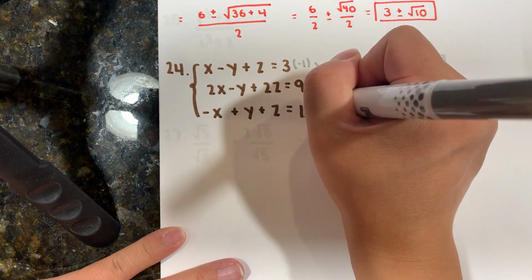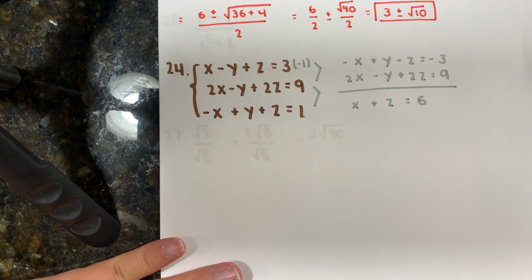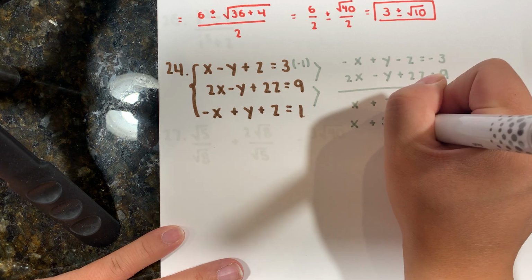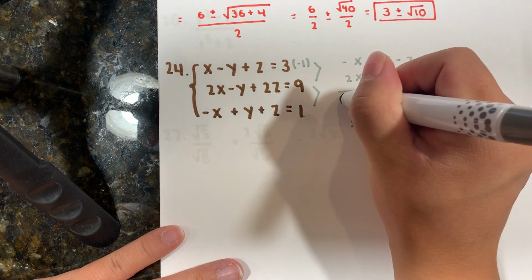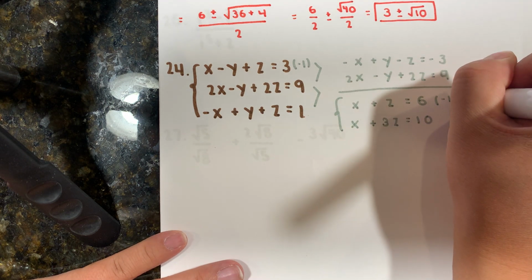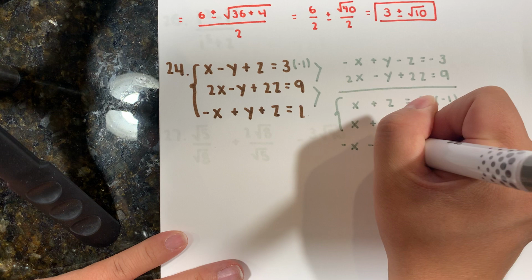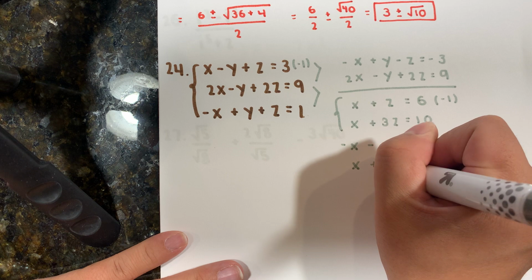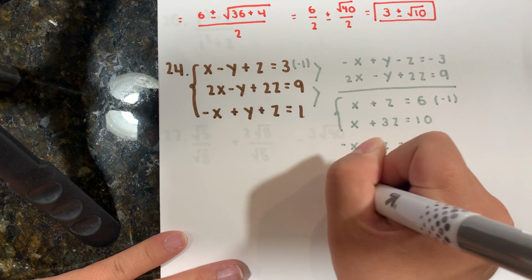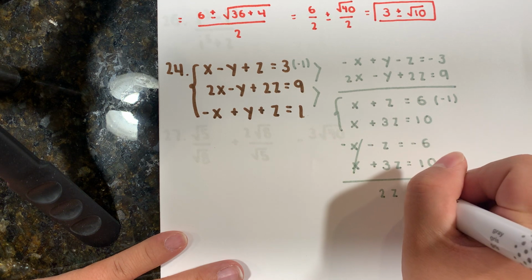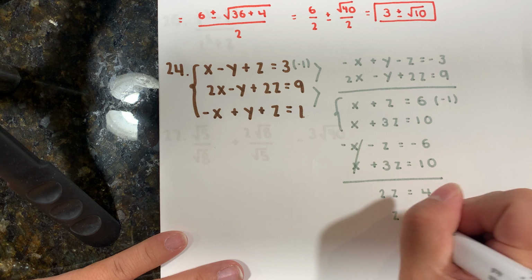Now when I add these bottom two equations together, it actually already eliminates the y. So that would give me just x plus 3z equals 10. So now we have these two equations. We could either do substitution or we could do elimination. I'm going to do elimination by multiplying this by -1. So that'd be negative x minus z equals -6. Adding that to x plus 3z equals 10, my x's will cancel, and I will get 2z is equal to 4, so therefore z is equal to 2.